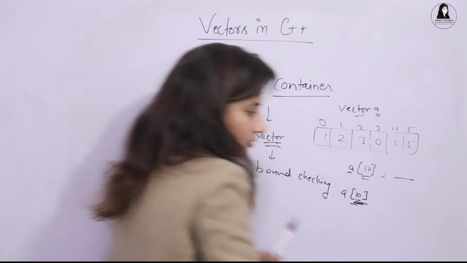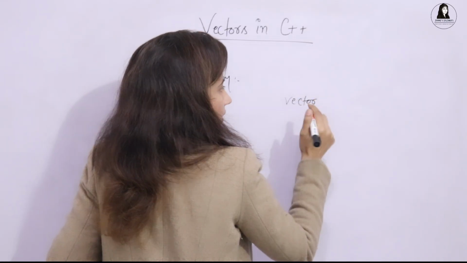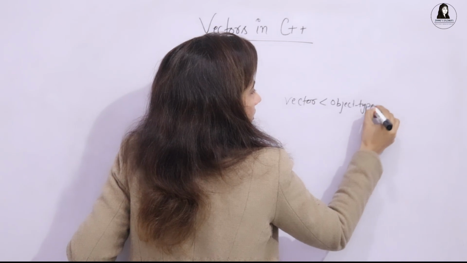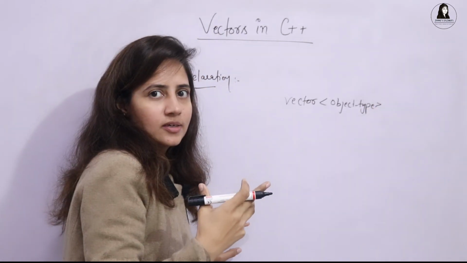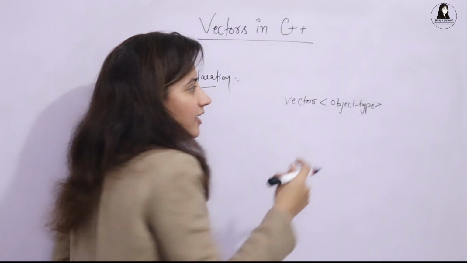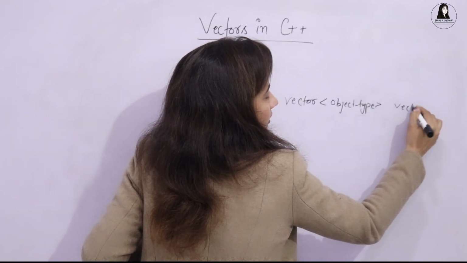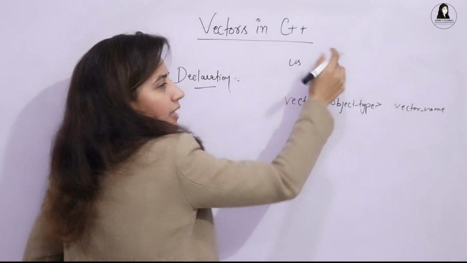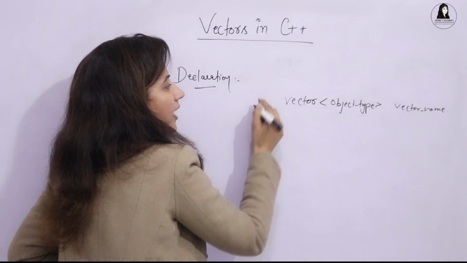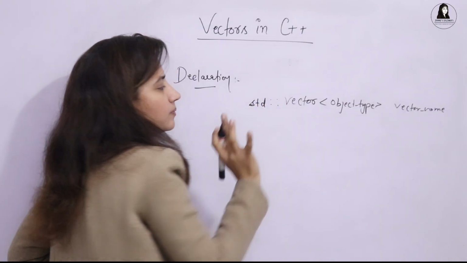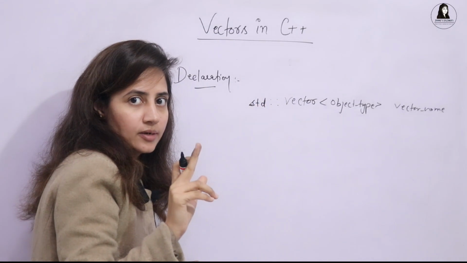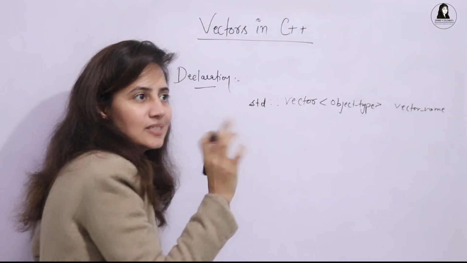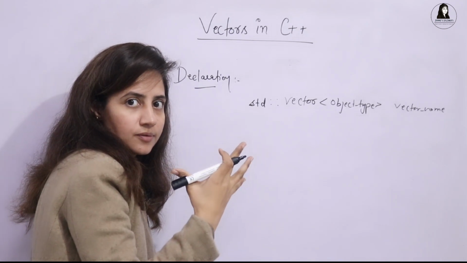Now, how to declare vectors? We use the same vector. Here we use the data type, or we can say object type, because vector, I told you, is a class. When you are creating a vector, you are creating an object of that class. So the object type, then we write the vector name. If you are using namespace std, then it's fine. If you are not using that, then you write std, the scope resolution operator, and then vector. This is the namespace for vectors.